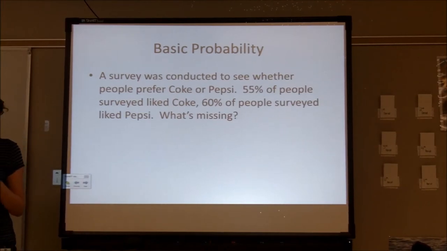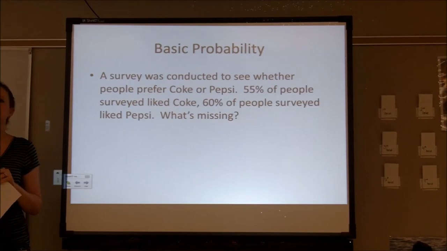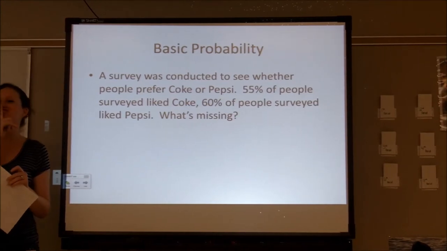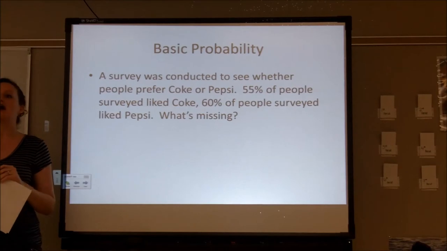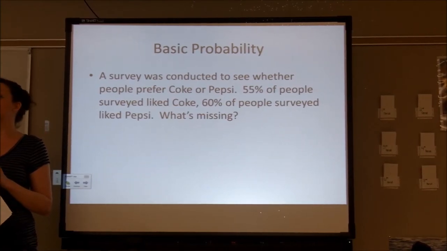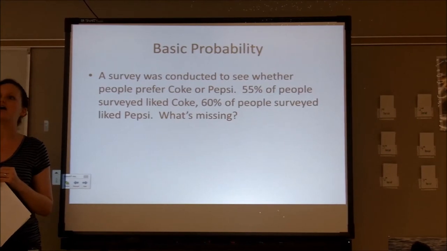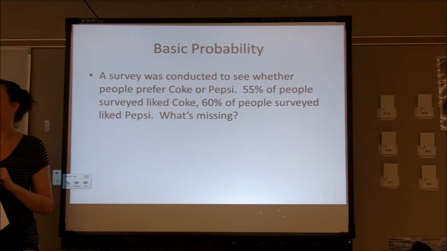55% of people surveyed like Coke, and 60% of people surveyed like Pepsi. I rigged it. Are we going to be able to answer questions about this? No. What are we missing? The people who like both. Thank you, the people who like both. Clearly there are people who like both. Why is it clear? It's over 100%. We've accounted for more than everybody.